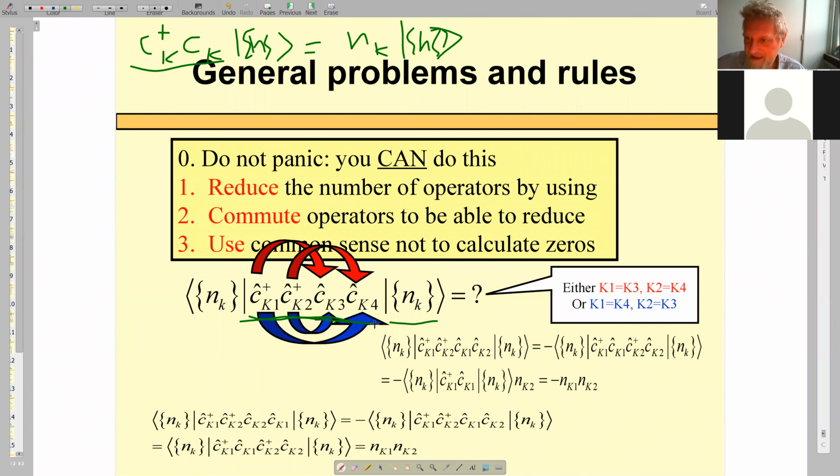Good. So about these computations. 4 operators, creation and annihilation operators with generally 4 different indices. All right, let us use the last rule and common sense. You have some number of electrons, then you create 2 and you annihilate 2.